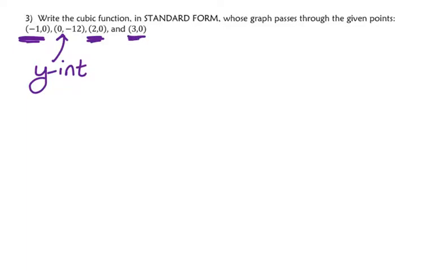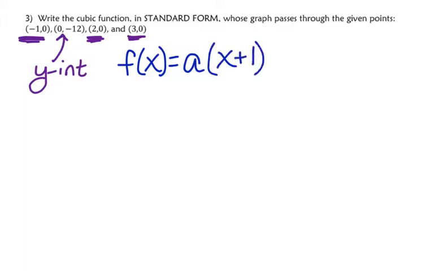So we'll start the same way we did before. So f of x equals, we'll put some a value there. We'll have to figure out what that is. And then looking at each of my x-intercepts, negative 1, 0 would give me a factor of x plus 1. 2, 0 would give me a factor of x minus 2. And then 3, 0 would give me a factor of x minus 3.